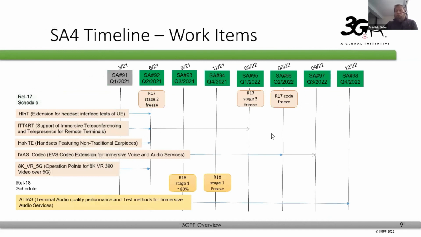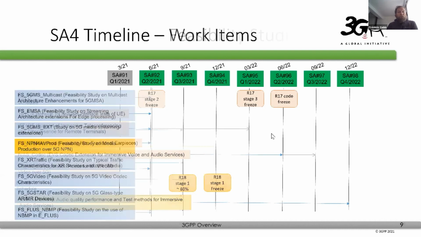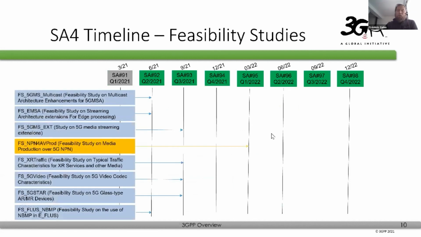As part of this timeline, here's the detailed timeline of SA4. I won't go through all the details, but there are work items that are ongoing. Work items meaning that they will give rise to normative specifications within release 17 and release 18, and study items which are feasibility studies that, for example, include this feasibility study on media production over 5G non-public networks that will continue till March 2022, and that belongs to a set of other studies that you can look at here.